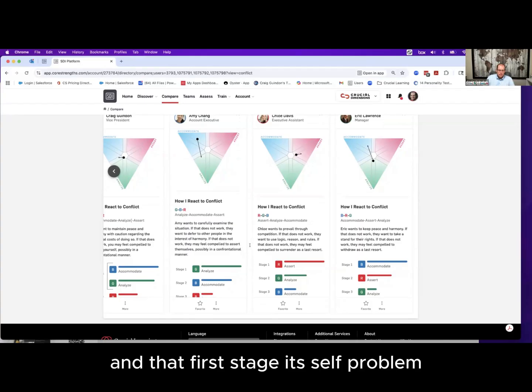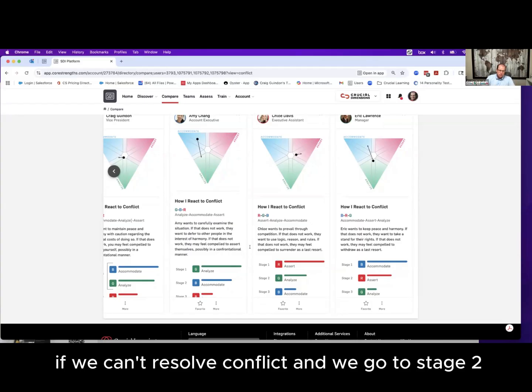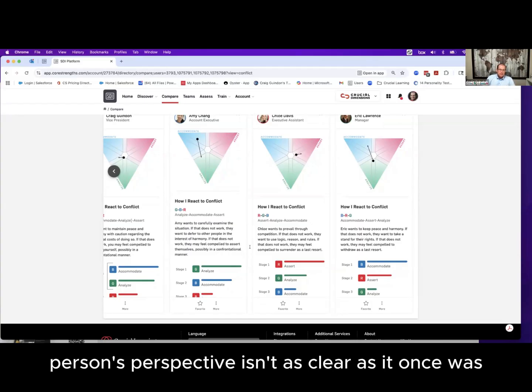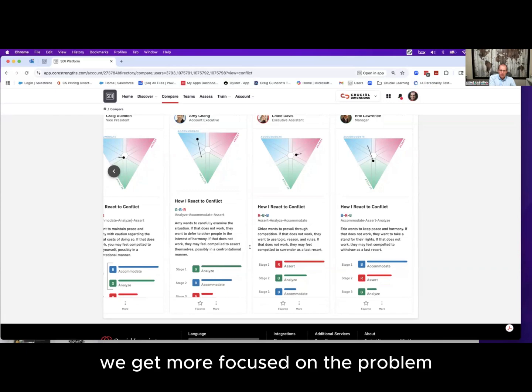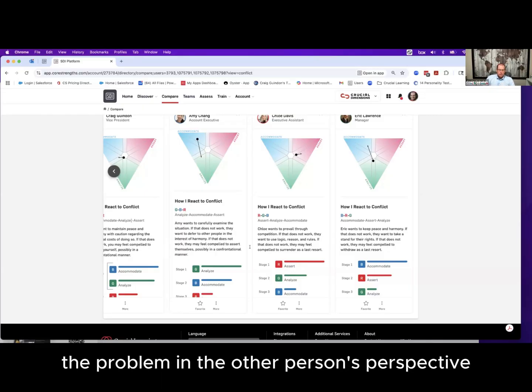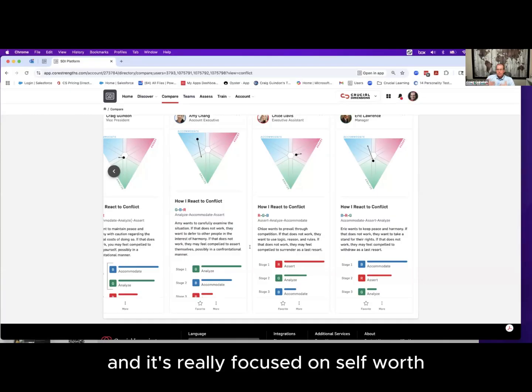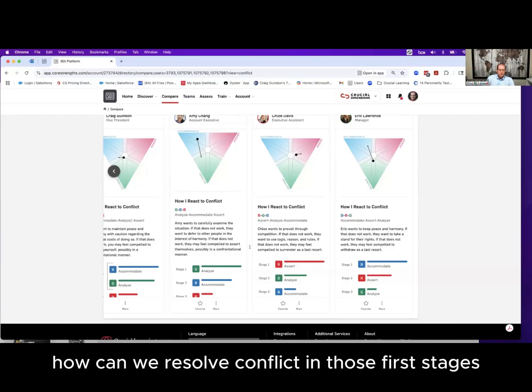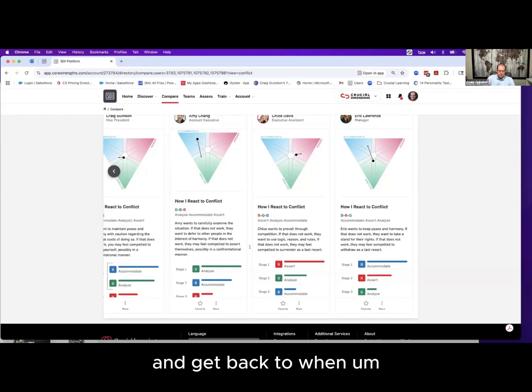In that first stage, it's self, problem, and others. If we can't resolve conflict and we go to stage 2, the other person's perspective isn't as clear as it once was. We get more focused on the problem and the impact on us. And then in the third stage, which you may not see that often in the professional workplace, but if you can't resolve it, the problem and the other person's perspective goes out of focus, and it's really focused on self-worth and the impact on us. So what we target here is how can we resolve conflict in those first stages and get back to when conditions are working well.